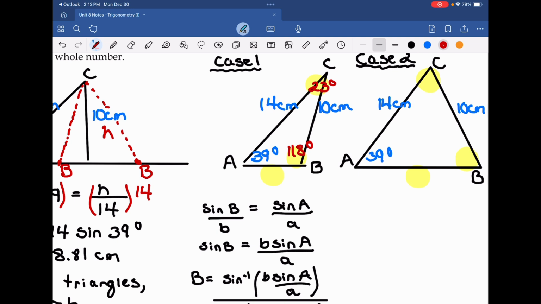Actually, we haven't solved it. We need the side length C. So we're going to have to use sine law one time to figure out what this side length is, because we can't use Pythag. If it's not a right angle triangle, no Pythag can be used. Now, we can use any sort of combination to help us out with this.